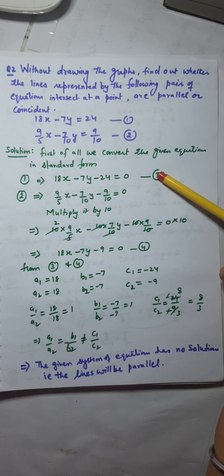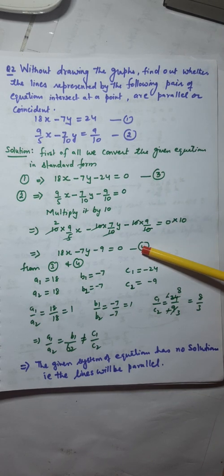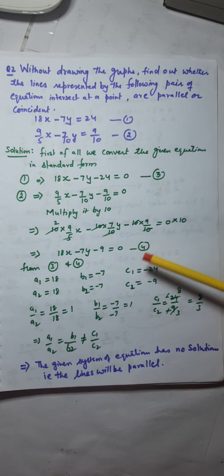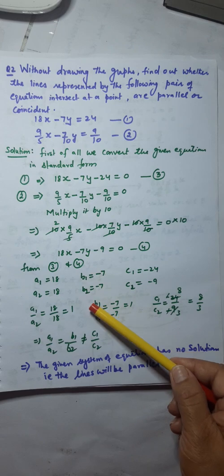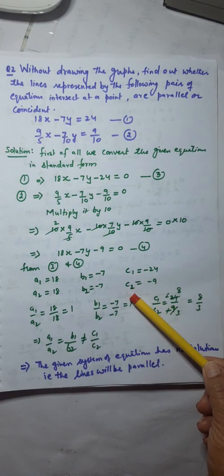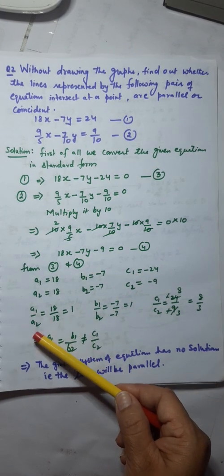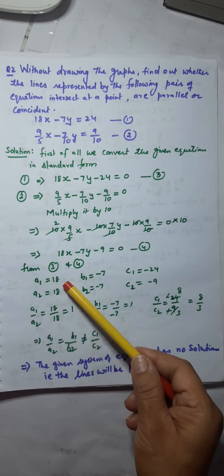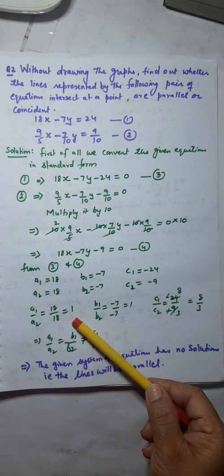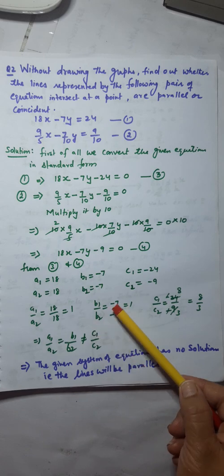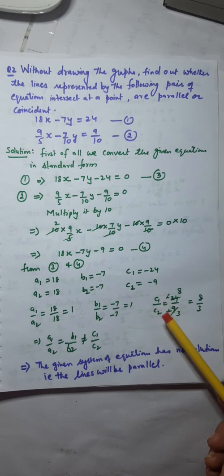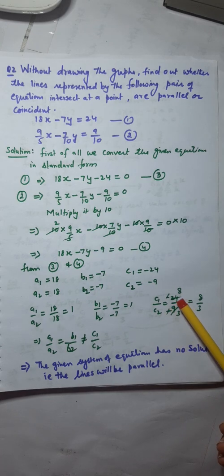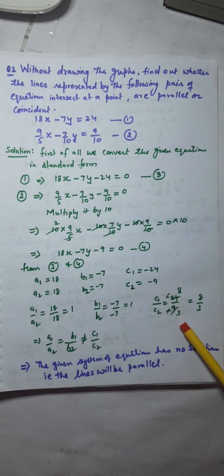So we have third and fourth equations now which are in standard form. Now next step is that we find the values of A1, A2, B1, B2, C1, C2. Then find the ratio A1 upon A2. This will be 18 upon 18 equal to 1. B1 upon B2 will be equal to minus 7 upon minus 7 is equal to 1. C1 upon C2 is equal to minus 24 upon minus 9, which gives me 8 upon 3.